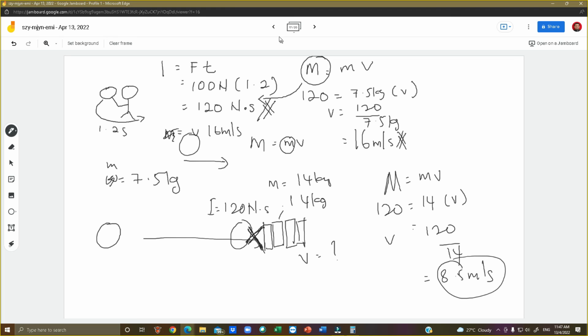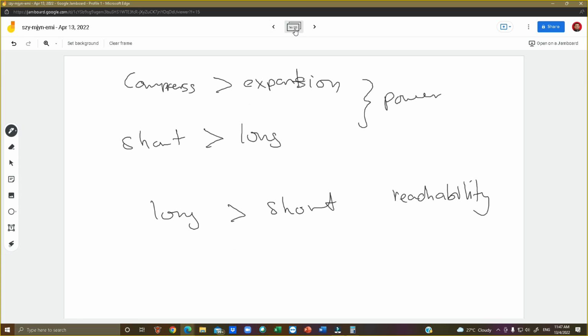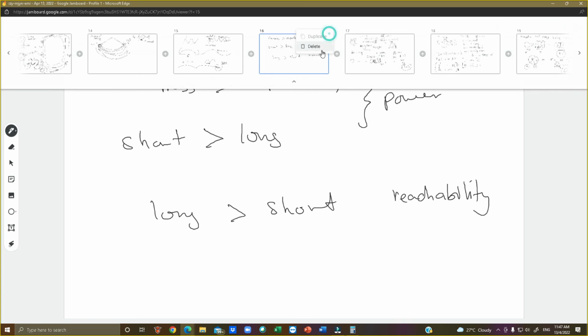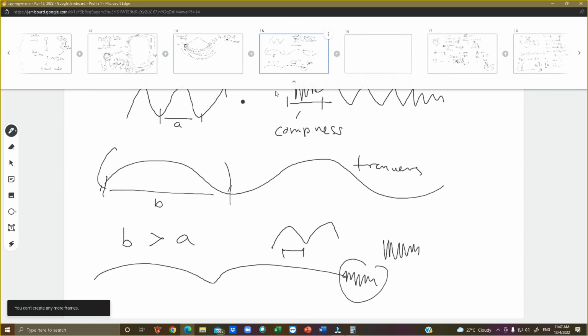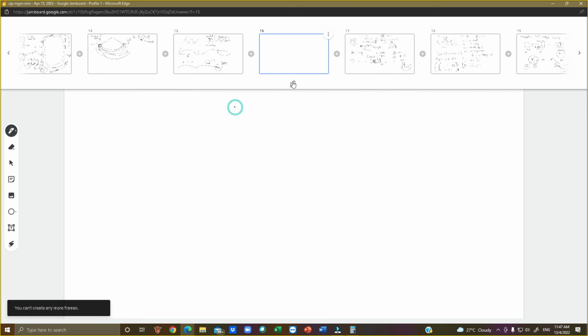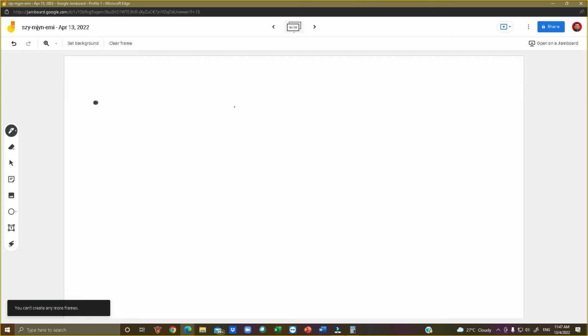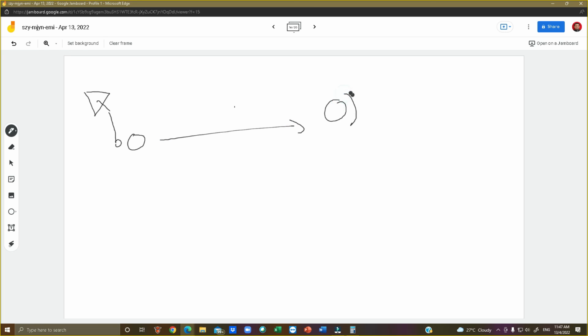Okay, one more example. I won't calculate this one, but I'm going to give you an idea about it. Let's say we have a soccer player. Oh, the alien leg. This soccer player kicks a ball, and then a keeper catches the ball. When the soccer player kicks a ball, it will inflict impulse.